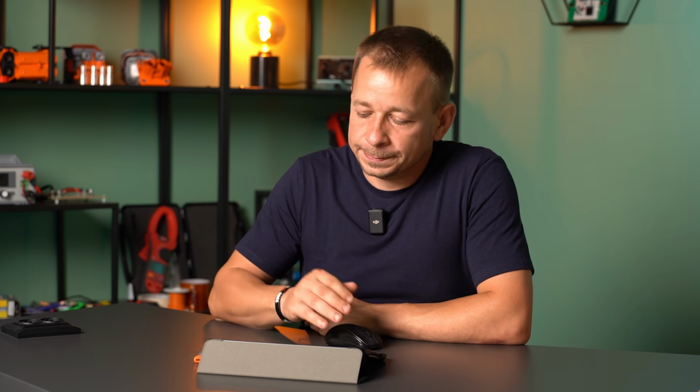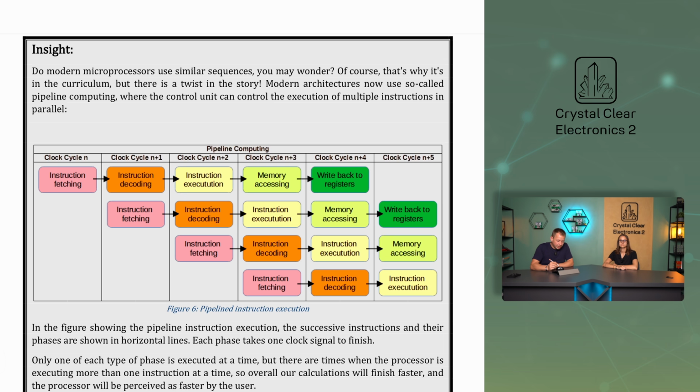Modern microprocessors use similar sequences, but there is a twist in the story. Modern architectures now use a so-called pipeline computing, where the control unit can control the execution of multiple instructions in parallel. In the figure showing the pipeline instruction execution, the successive instructions and their phases are shown in horizontal lines. Each phase takes 1 clock signal to finish.